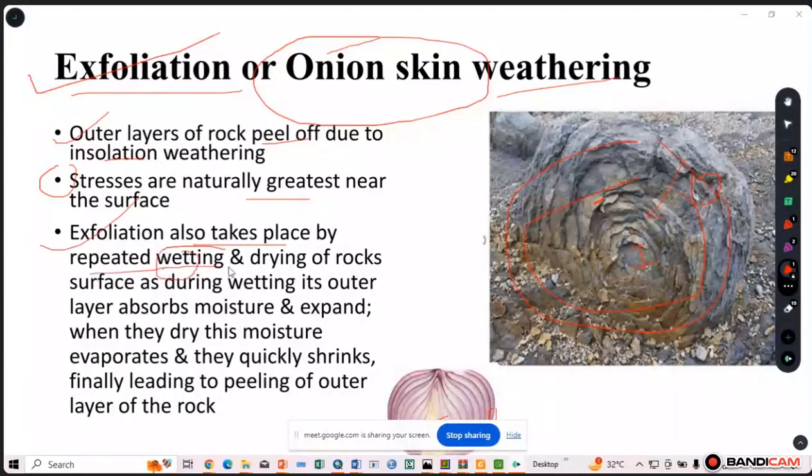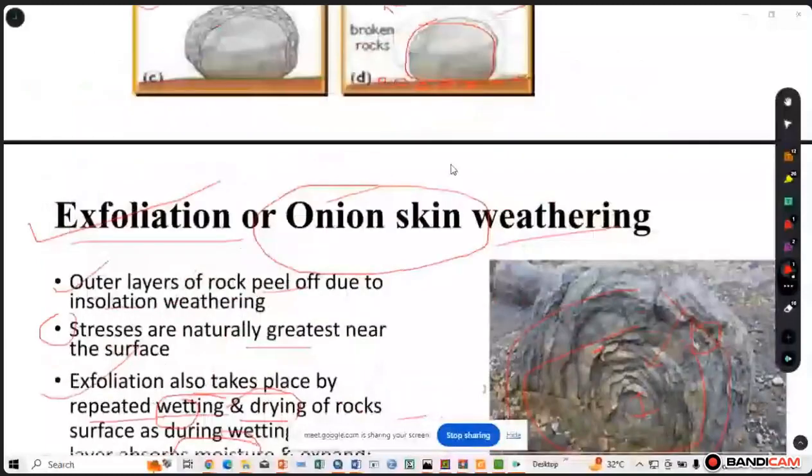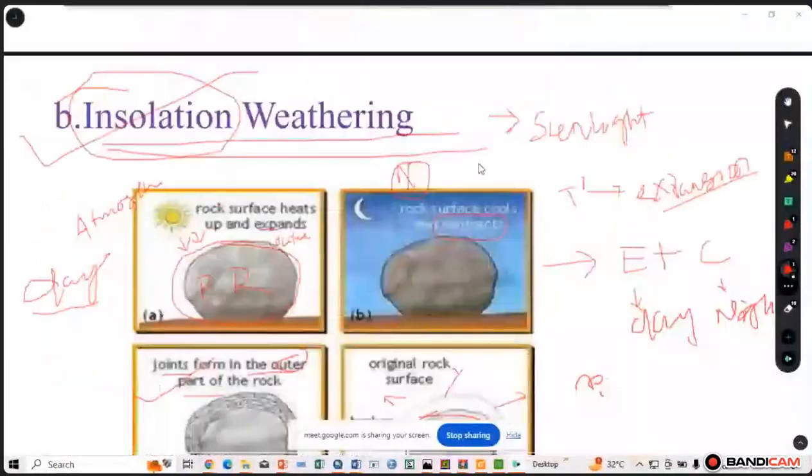and drying of the rock surface. Wetting means during the night time. During wetting the outer layer absorbs moisture and expands. When they dry, this finally leads to peeling. Like everyone sees in an onion, these are like onion skin weathering or exfoliation weathering, also known as insolation weathering.